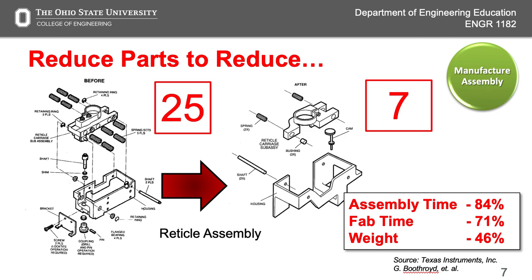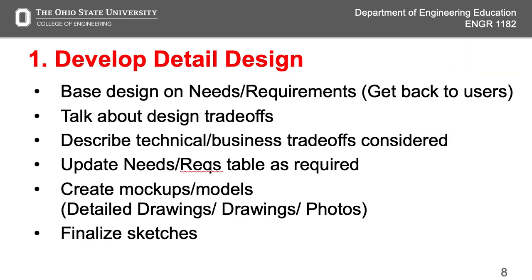With 7 parts, you can reduce assembly time by 84%, fabrication time by 71%, and the overall weight of the object by 46%. So this is a way to show that even once you have a final design, you can modify it to improve it for manufacturing and assembly, which is a perspective we've not looked at yet. We've been so focused on the user needs that we haven't looked at how to make this thing actually work.